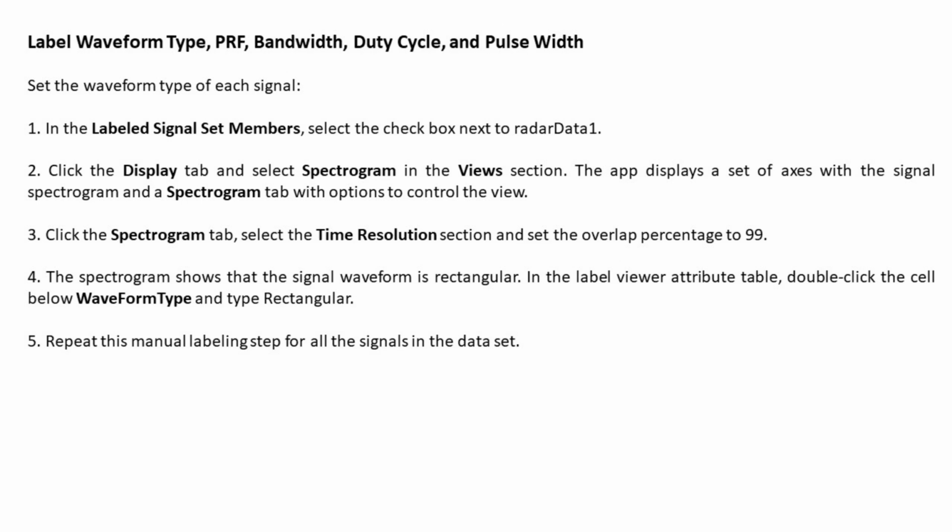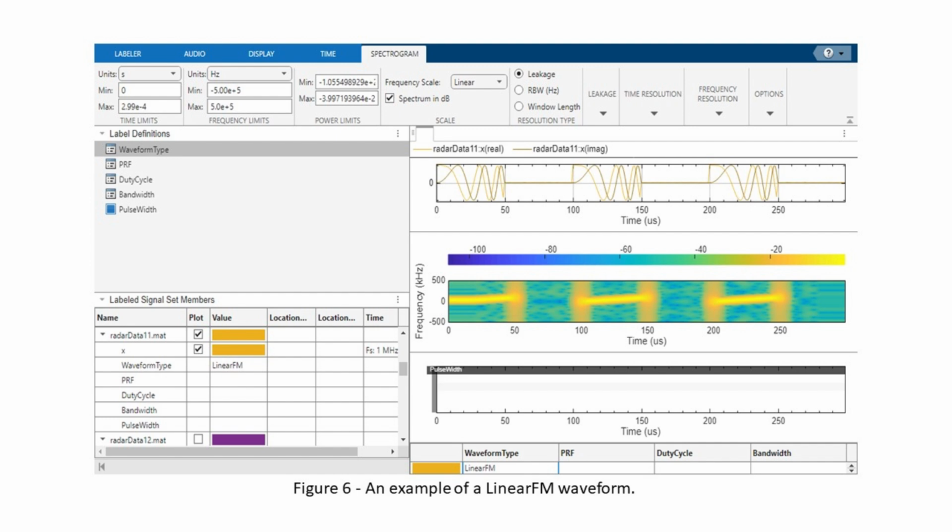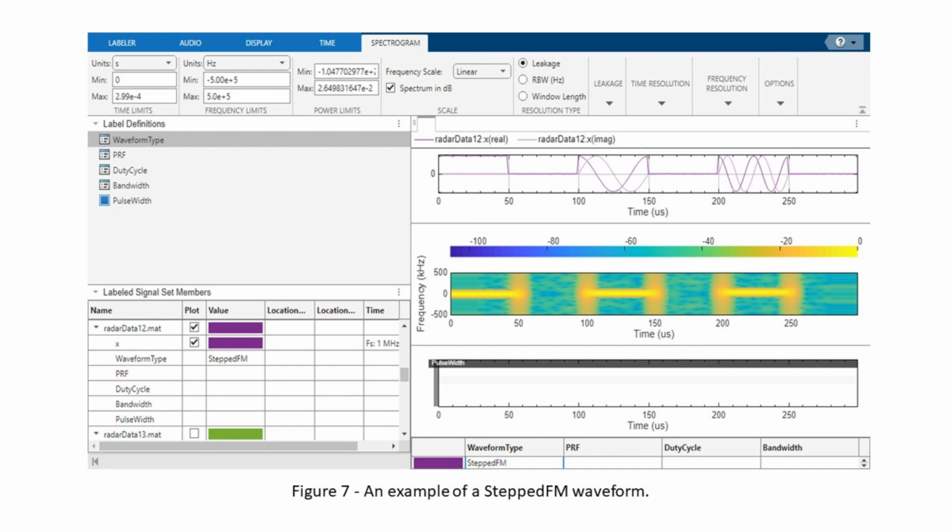4. The spectrogram shows that the signal waveform is rectangular. In the Label Viewer attribute table, double-click the cell below Waveform Type and type rectangular. 5. Repeat this manual labeling step for all the signals in the data set. In this slide we will see Figure 5, an example of a rectangular waveform. Figure 6 is an example of a linear FM waveform. Figure 7 is an example of a stepped FM waveform.